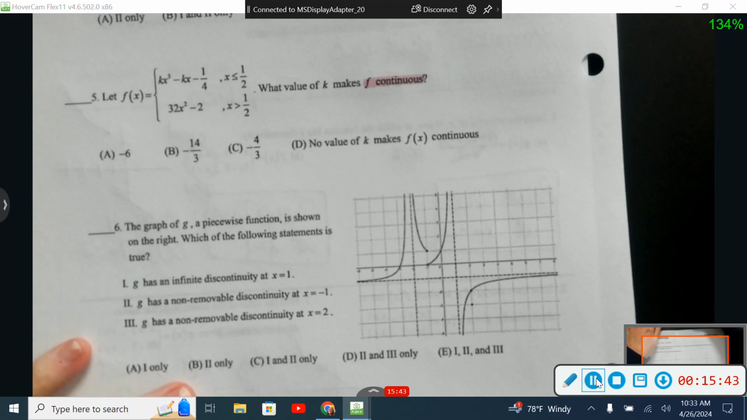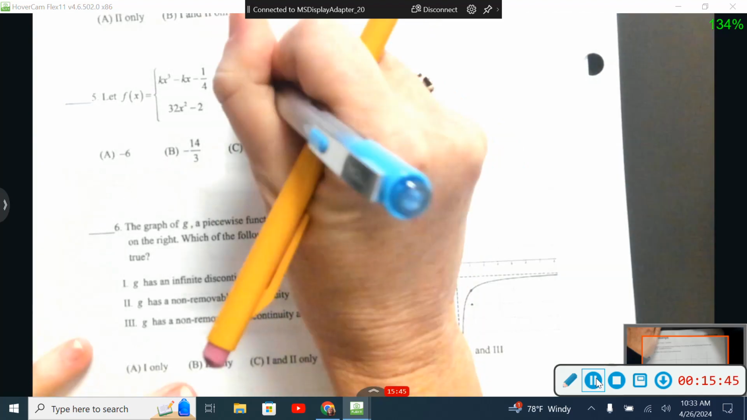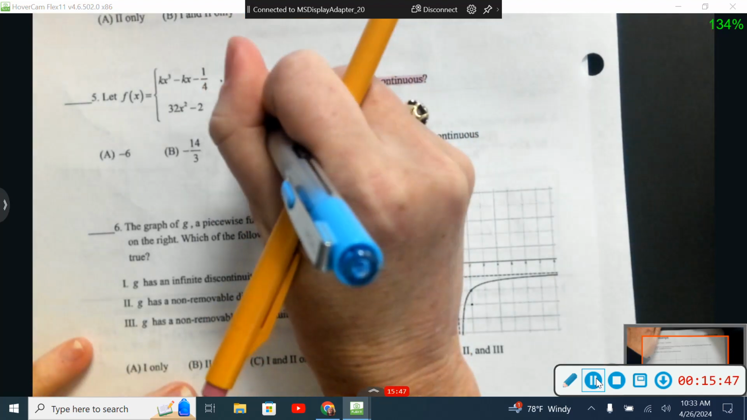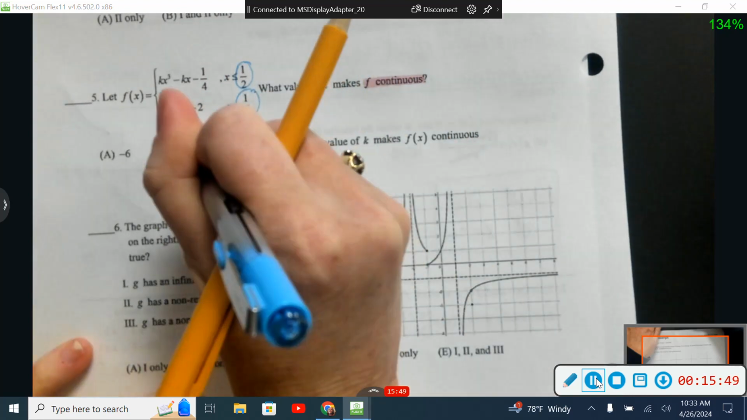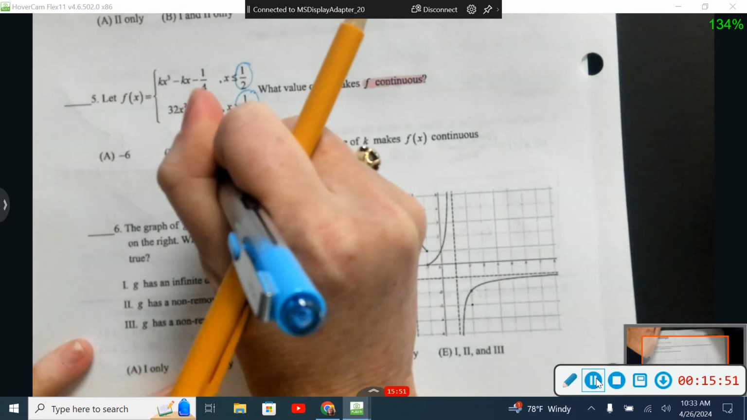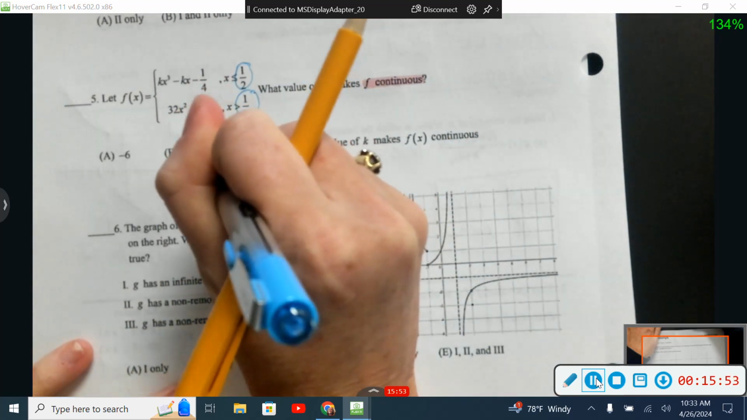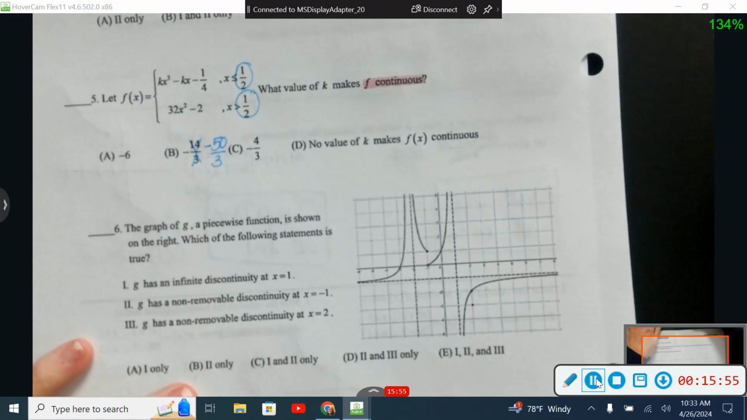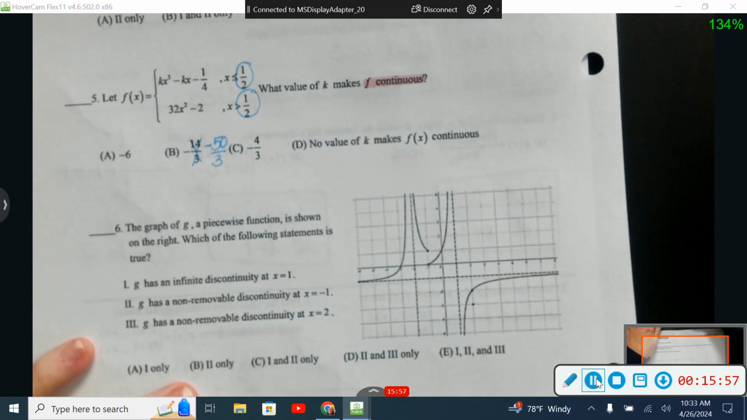I'm going to take my 1/2 this time and plug in. Now let me tell you, there's a typo on my worksheet here. This one should be negative 50 over 3, which, hint, hint, becomes the answer. If you don't fix answer choice B, there's no answer on there.